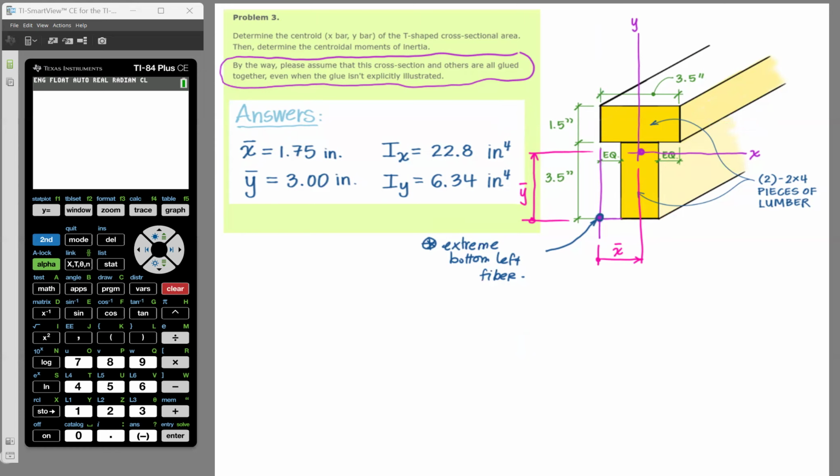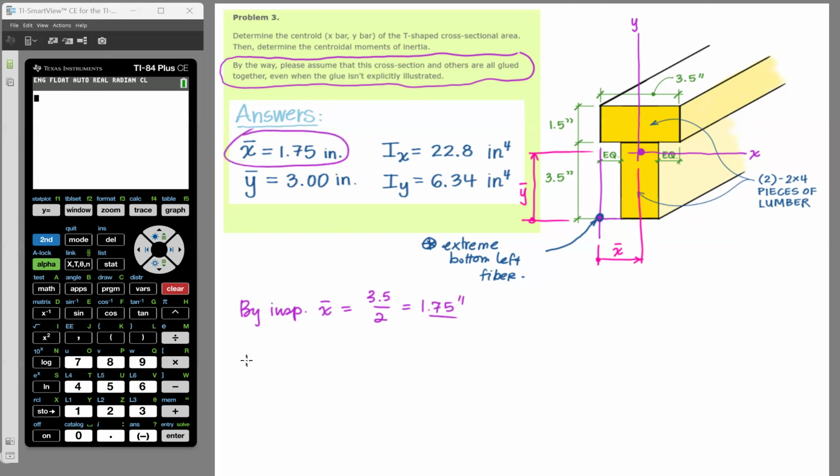All right, let's go ahead and set it up. So centroid calculations are kind of a weighted average. We're always looking for lines of symmetry first to speed our work up. So I see a line of symmetry here, and so I can say by inspection, x bar is half of 3.5 equals 1.75 inches. Okay, so that one is very easy.